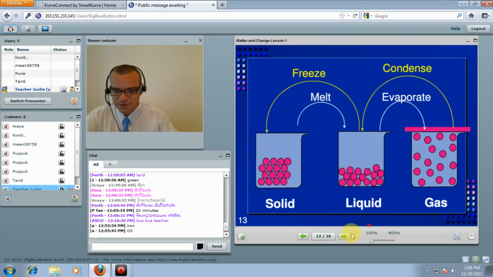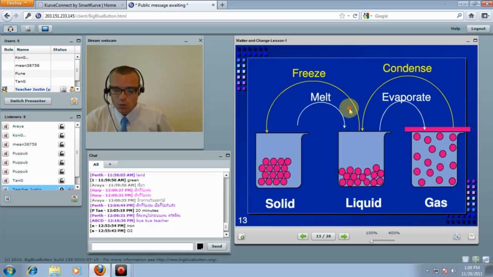The changes of state. You know all of these words, I would have thought. Freeze, melt, condense, and evaporate. There is another one that I'll give you as well. But freeze is an obvious one. We can freeze water into ice. Water's a good example actually.